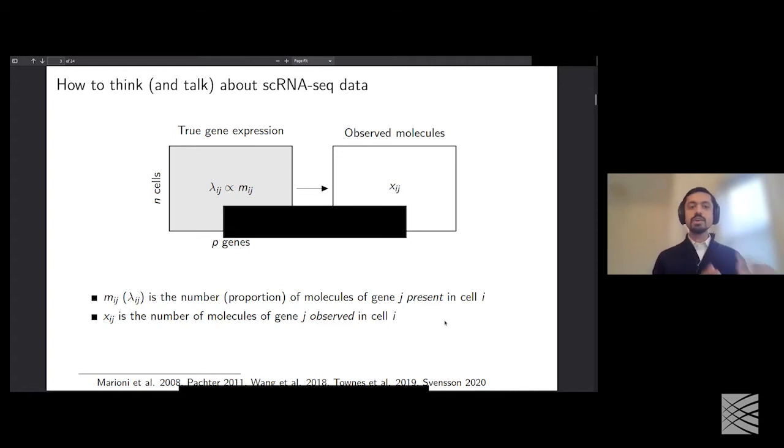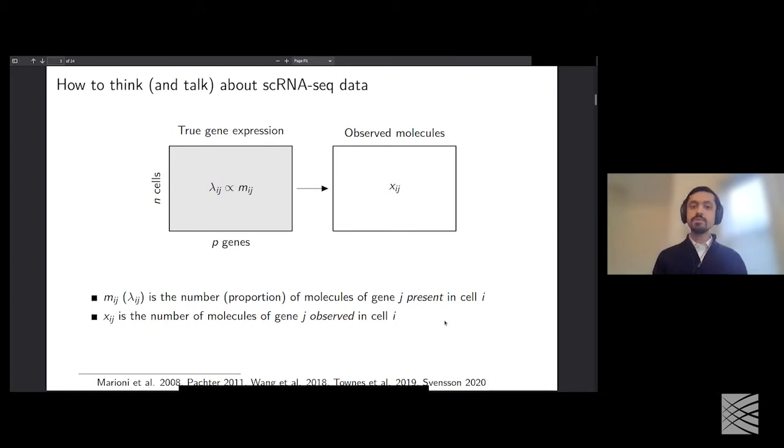Okay, so the setup is now that we have these true relative gene expression levels, lambda, but we don't get to observe them. What we get to observe is a draw of molecules from the pool of molecules that were present. And this produces the count matrix whose entries are X_ij. X_ij is the number of molecules of gene j that we observed in cell i.